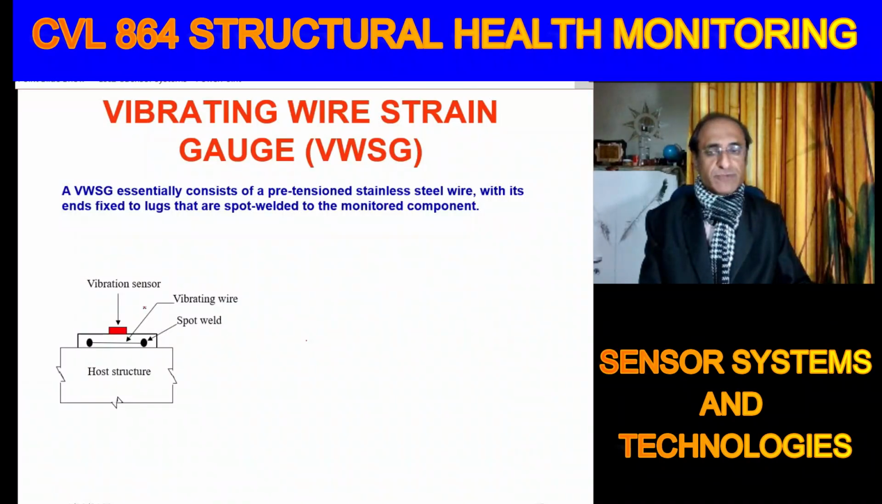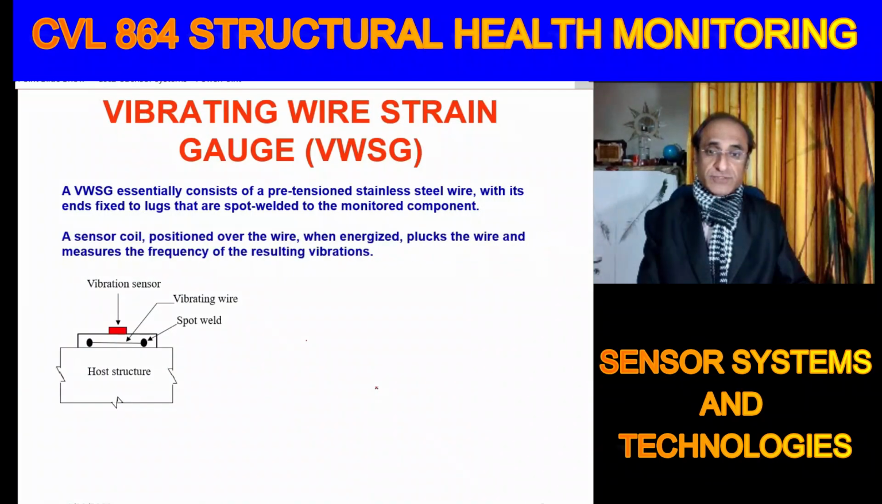So the principle is very simple. All it does is that inside there is a pre-tensioned wire, and this pre-tensioned wire will have a particular natural frequency of vibration, as we know from physics. And then there is a vibration coil which plucks this wire into vibrations, and then the frequency is measured.